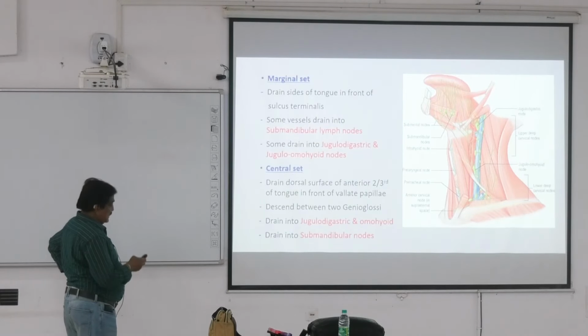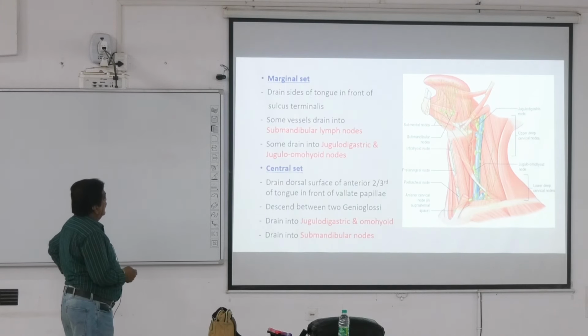Now the marginal set drains the sides of the tongue. This is the sides of the tongue, sulcus terminalis. Some vessels drain into the submandibular lymph nodes. Some drain into the jugulo-digastric nodes and jugulo-omohyoid nodes.